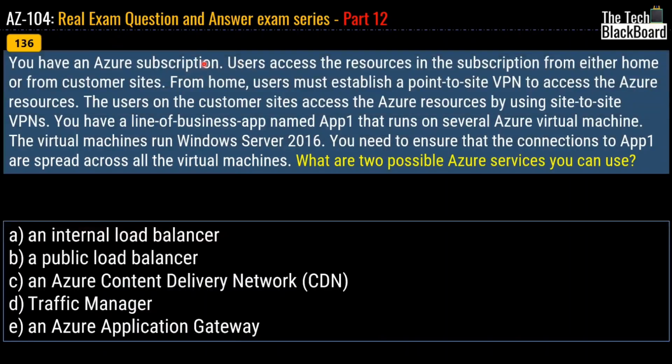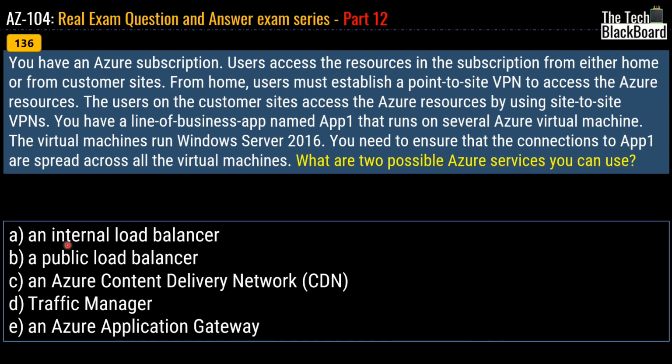Now let's move on with question number 136. The question says that you have an Azure subscription. Users access the resources in the subscription from either home or from customer sites. From home, users must establish a point-to-site VPN to access the Azure resources. The users on the customer sites access the Azure resources by using site-to-site VPNs. You have a line of business app named App1 that runs on several Azure virtual machines. The virtual machines run Windows Server 2016. You need to ensure that the connections to App1 are spread across all the virtual machines. What two Azure services can you use?